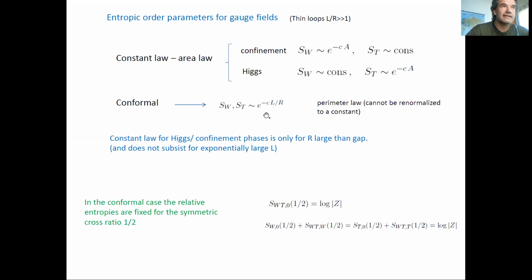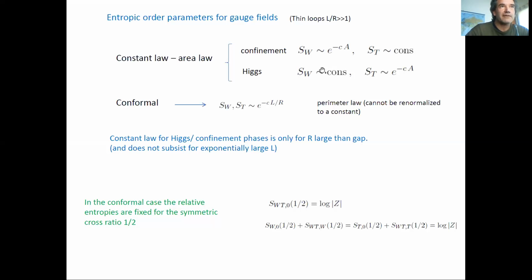In the case of confinement or the Higgs phase, the way you get a constant law is just by increasing the width. By increasing the width and crossing the scale of the gap, then you see that the Wilson loop will have a constant law, but only once you have a sufficiently wide loop. So it's a fat loop.